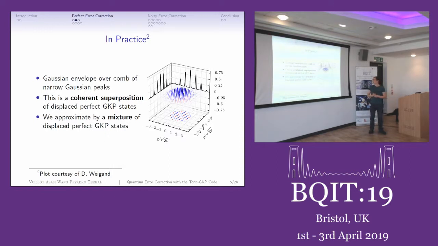One nice feature about this state, the infinite comb with a Gaussian envelope, is that it's actually a covariant superposition of the non-physical perfect ones. And so what I'm going to do, which is not very rigorous, but at least permits me to understand this system, is to approximate this covariant superposition by just a mixture of the perfect infinite energy states.